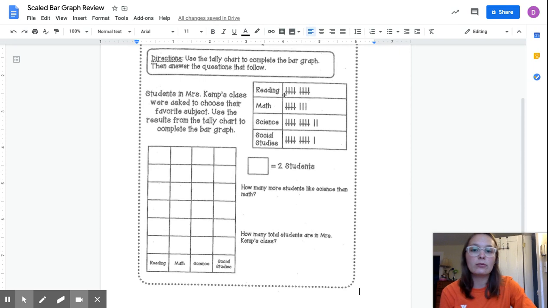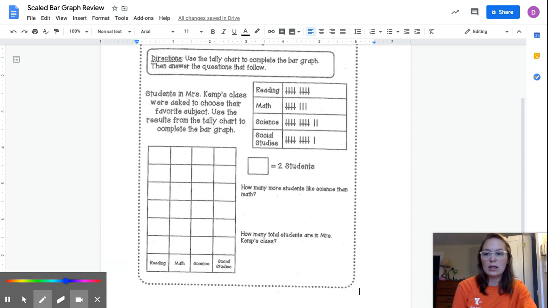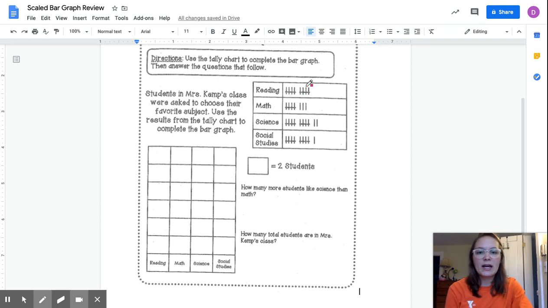So let's look at reading. Count up those tally marks to determine how many students' favorite subject is reading. Okay, well, counting by tally marks, 5, 10. Okay, now I can't color in 10 boxes because the scale tells us that one box equals 2 students. So I have to skip count by 2s. One box equals 2. 2 boxes is 4, 6, 8, 10.